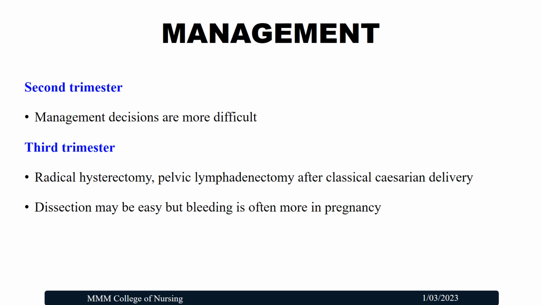And next, management for the second trimester: management decisions are more difficult. In the third trimester, radical hysterectomy and pelvic lymphadenectomy after classical cesarean delivery. Dissection may be easy, but bleeding is more frequent in pregnancy.